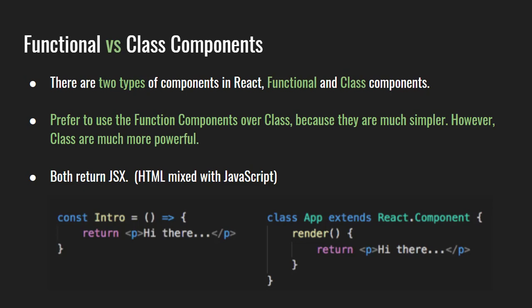So both return JSX, which is that syntactic sugar that is a mix of JavaScript and HTML. And so basically it looks like this. Here we have a constant function called intro that's using our ES6 syntax with the arrow function, and it returns this "hi there" wrapped in the paragraph tag.